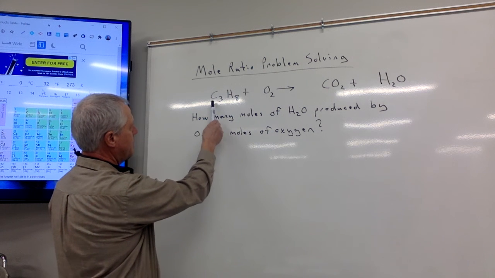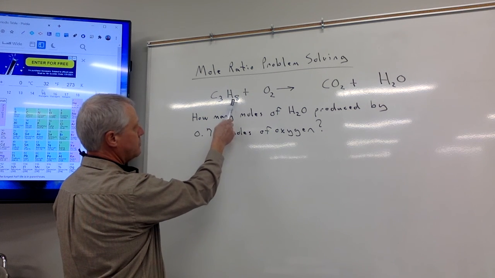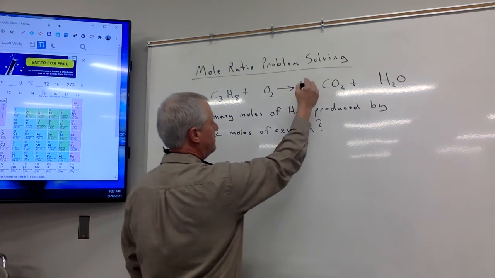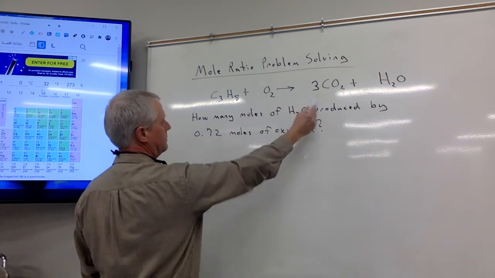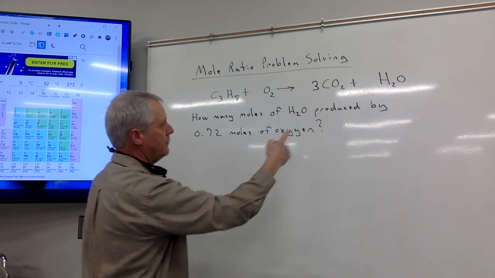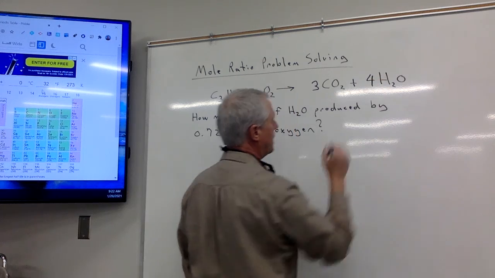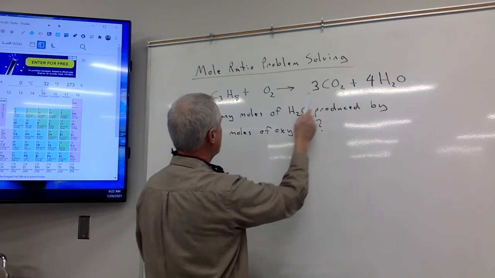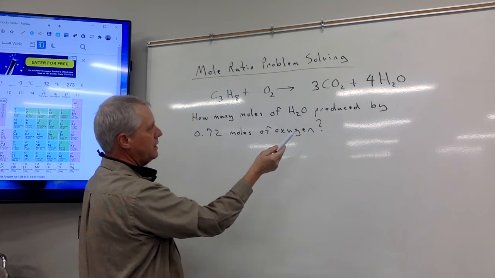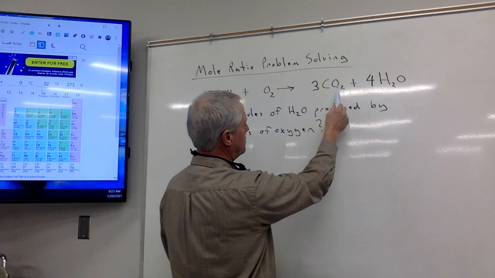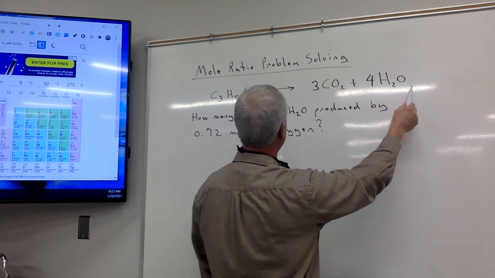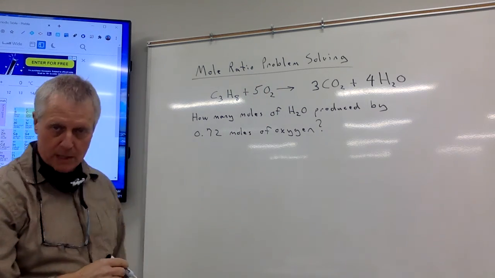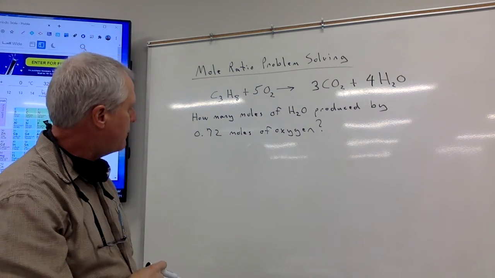Now we have 3 carbons and 8 hydrogens as reactants, so we might work on that first. We can try a 3 here, and that balances our carbons. And if we put a 4 here, that gives us 8 hydrogens and 3 carbons, so we're good there. Now, if we look at our oxygens, 3 times 2 is 6, and then 4 more would be a total of 10. We put a 5 here, and that's going to be a balanced equation.